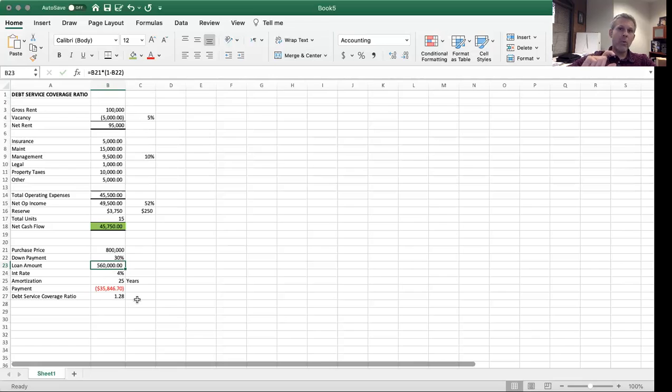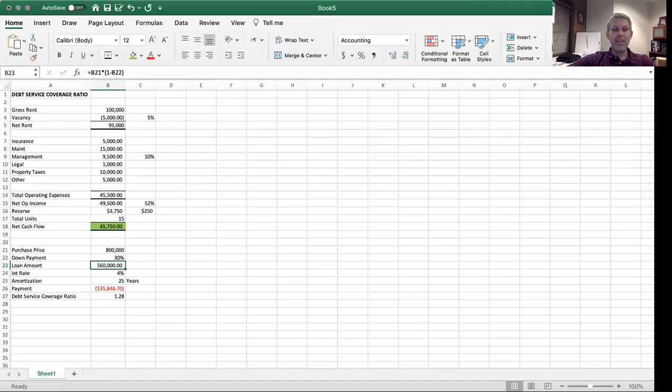So the magic formula, again, is net cash flow divided by the debt payment gives you a debt service coverage ratio. So that's your education today. When you're buying an apartment complex, we're calculating a debt service coverage ratio.